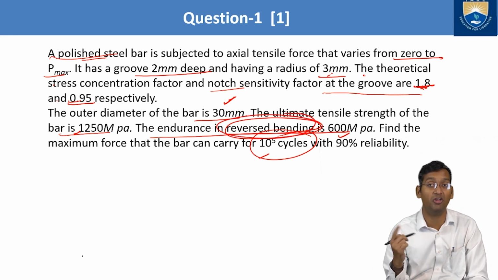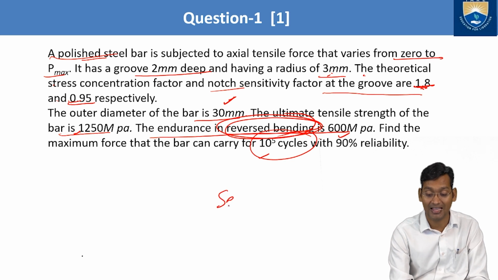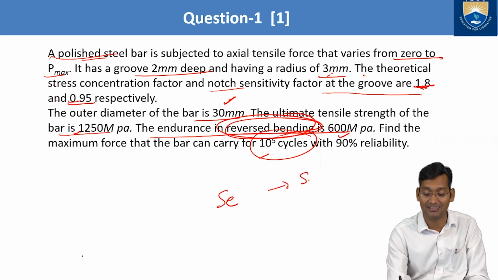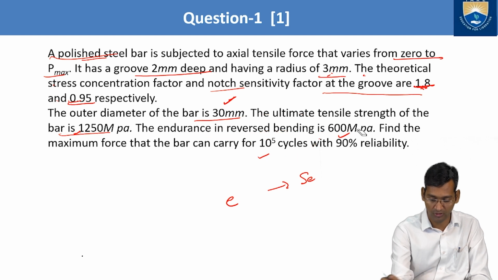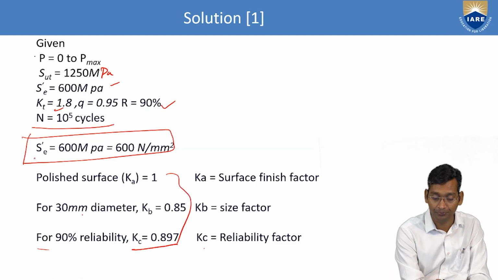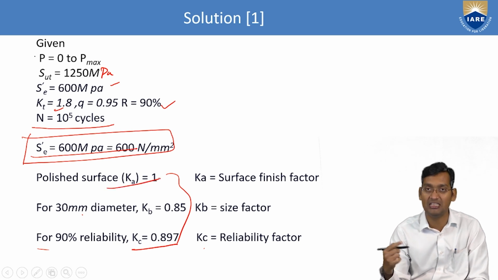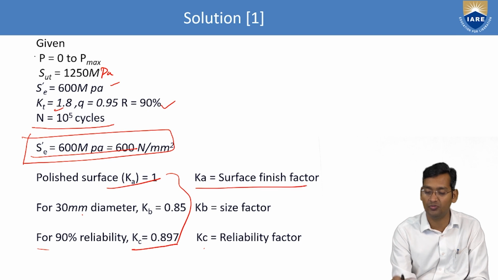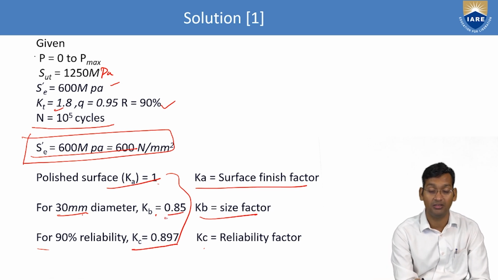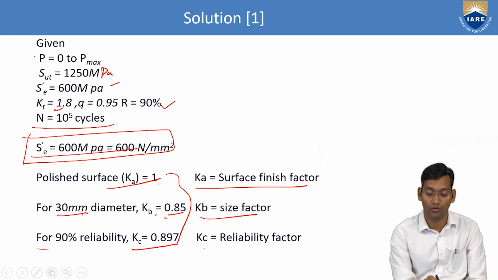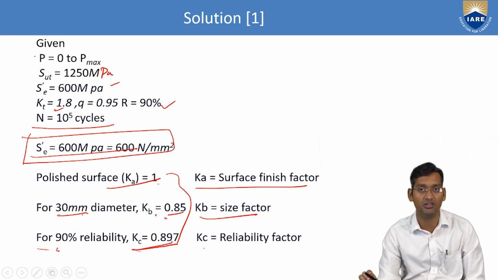Right? Earlier also there was the endurance SE. SE is the endurance; in reverse it is SE dash. Okay. So in reverse bending, all the factors that will affect it, you have to multiply. Here SE is given. Now what we require is KA, KB, KC, KD. KA is the surface finish factor; because it's polished, it's 1. KB, size factor: for finding that, only the diameter is given, for 30 mm, KB is 0.85. For 90% reliability, KC is 0.897.